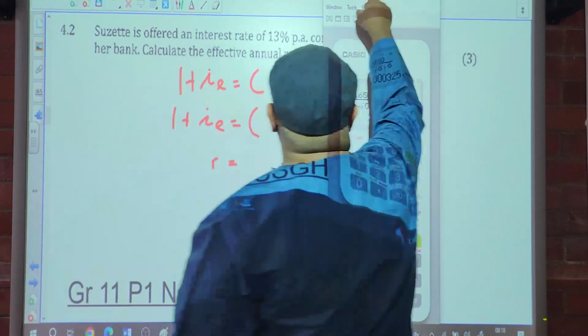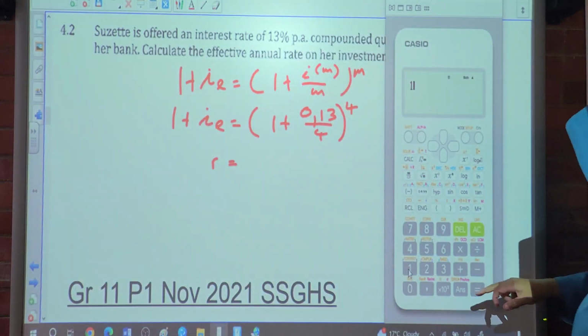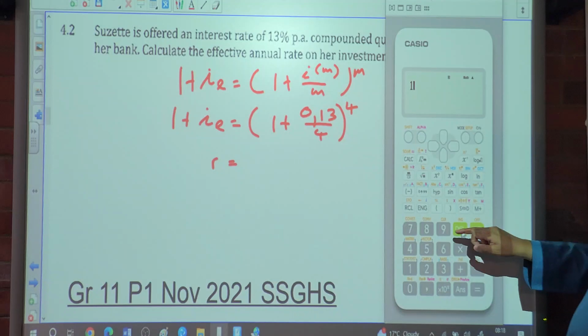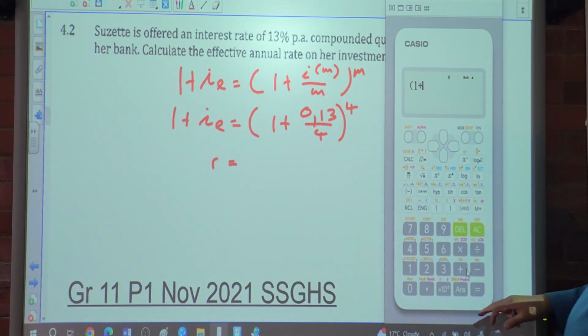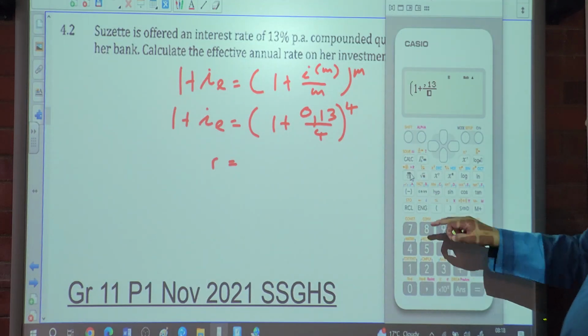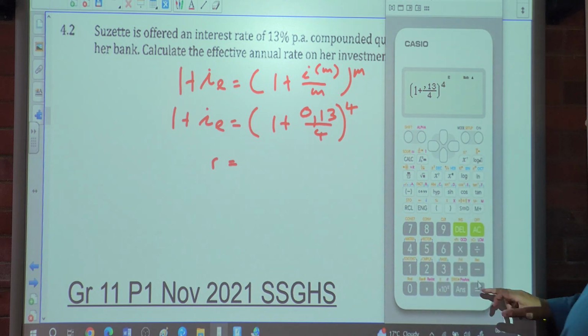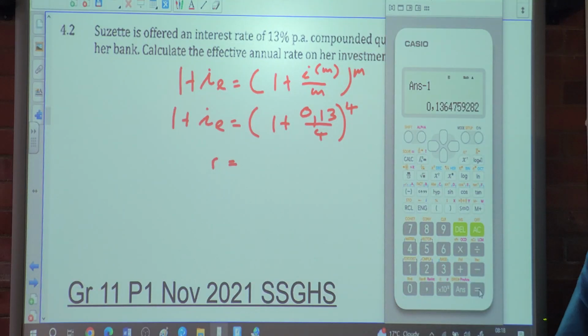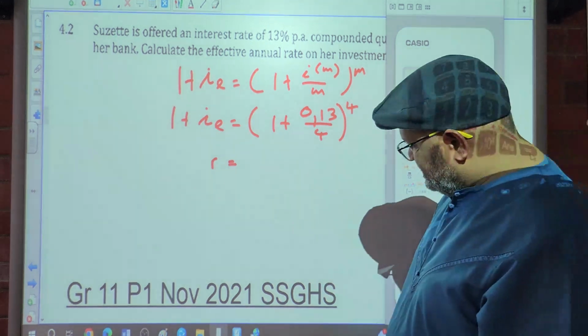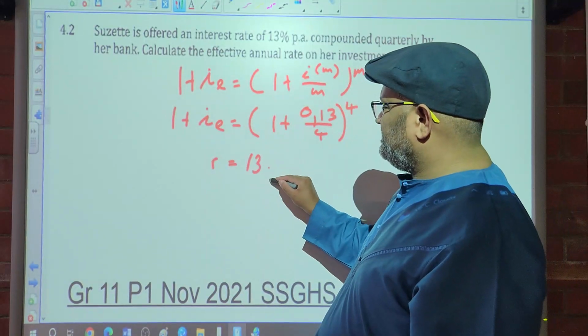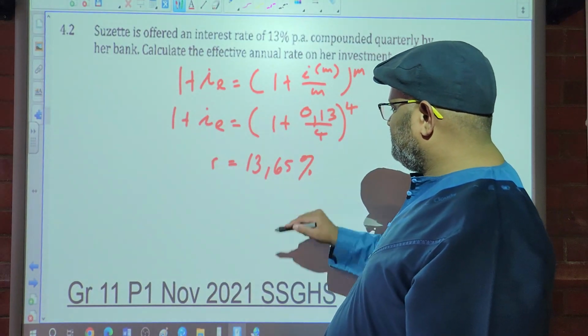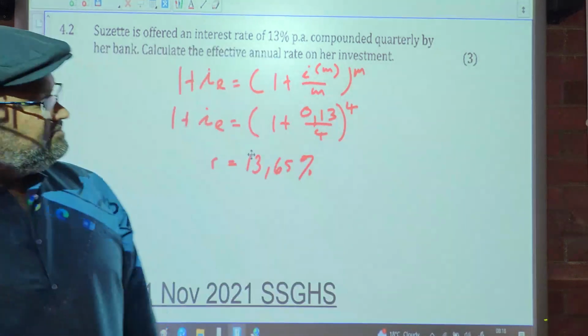So 1 plus i effective is equal to 1 plus 0.13 compounded quarterly, to the 4th. You punch it in the calculator. It's going to be 1 plus, sorry, bracket first, 1 plus 0.13 over 4, to the exponent 4. Then minus 1 from it. Now that is i effective, not so, but they wanted the rate. So multiplied by 100, it's 30.65%. Okay.